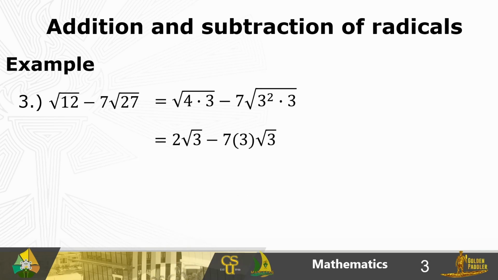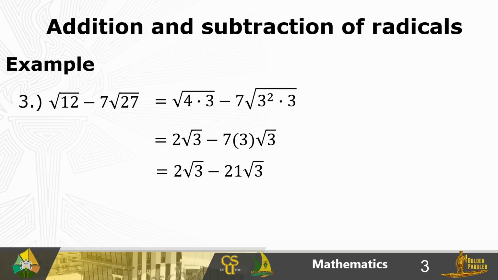Then we can simplify: the square root of 4 is equal to 2, times the square root of 3. And 3 squared we can extract from the radicand, so we have 3. So we have 7 times 3 times the square root of 3. To simplify, we have 2 square root of 3 minus 21 square root of 3, because 7 times 3 is 21. Now take note, in this part we have the same index and the same radicand.